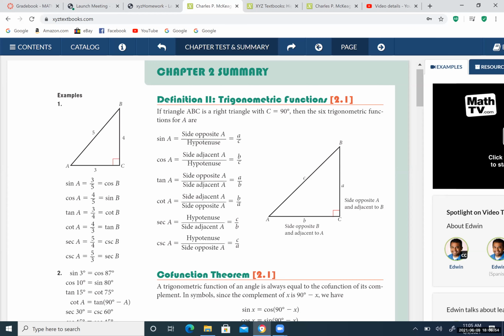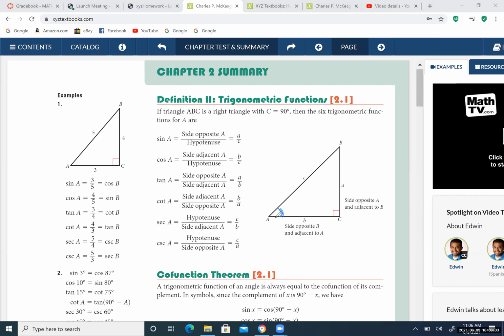So this is the second definition, how to find all six trig functions: sine, cosine, tangent, cotangent, secant, and cosecant. You apply this method when you see a right triangle. They give you the right triangle, then you apply this definition to find all six trig functions. And what is it? Think about the side opposite. For example, right here they give us angle A, capital A, which is right here.